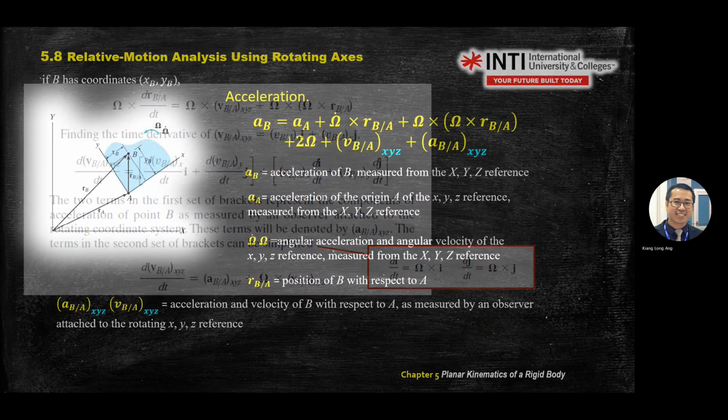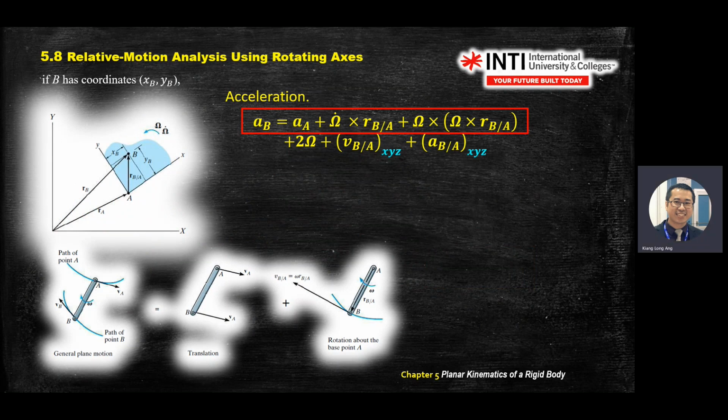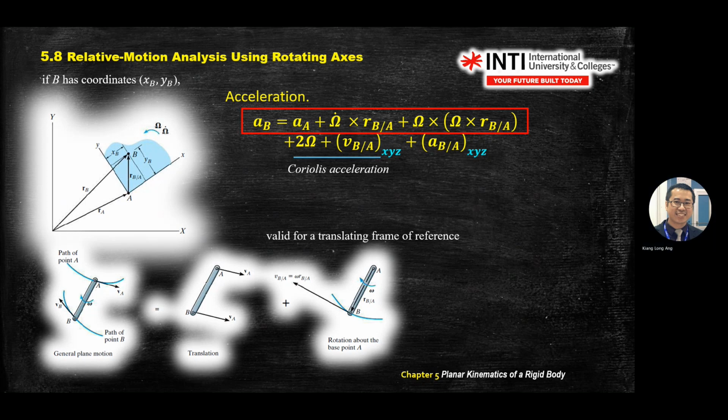It's quite lengthy. This one is inside the Canvas appendix. At the end, no choice, you have to memorize, because we don't ask you the derivation steps. Memorize this one. If you're asked relative motion analysis using rotating axis, memorize this one. AB equals A plus omega dot cross RB plus omega cross bracket omega cross RB. You do the bracket first, then only you do the cross. How to do? Go back to your mathematics textbook, the cross products. Plus 2 omega cross VB stroke A XYZ plus AB stroke A XYZ. These two terms that I highlight with the blue line are called Coriolis acceleration. Okay.